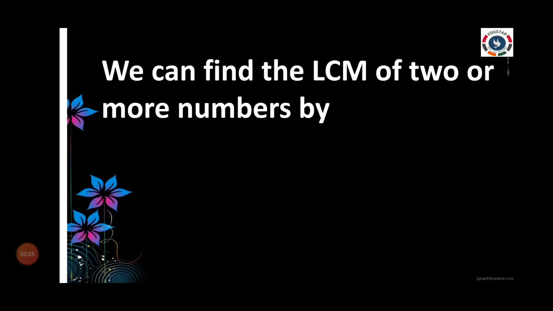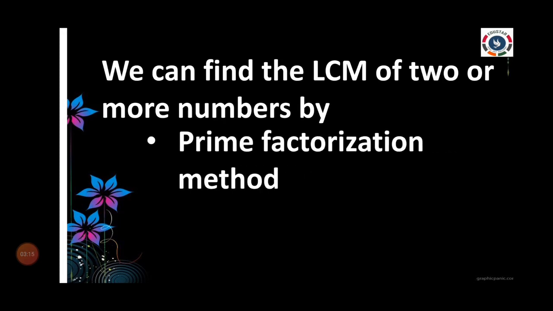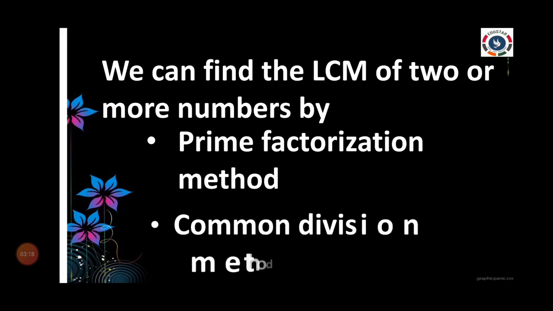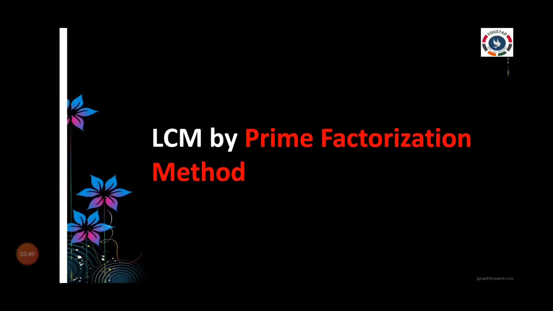We can find the LCM of two or more numbers by using two methods. One method is the prime factorization method. Another one is the common division method. In prime factorization, we have studied two methods: the factor tree method and the short division method. But here we are going to use only the short division method. I'm going to explain that.